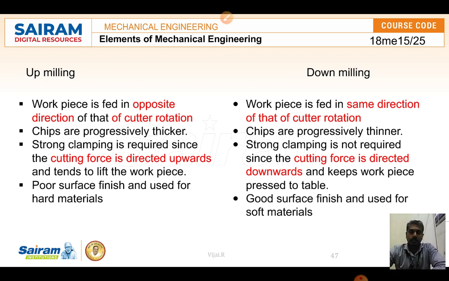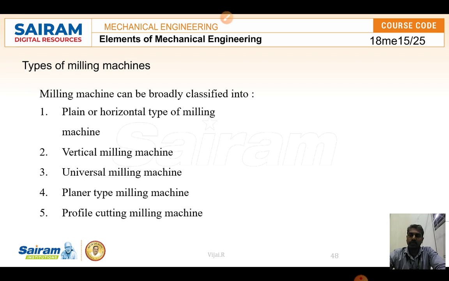As for surface finish, in up milling a poor surface finish results because of the chips affecting the surface. In down milling, there is a good surface finish, and it is used for soft milling, because the cutting force is much lower. So for soft materials, down milling will be useful.